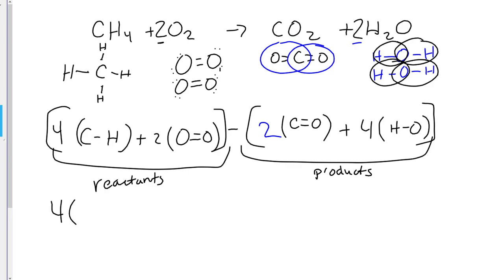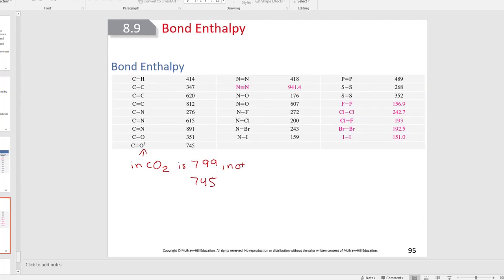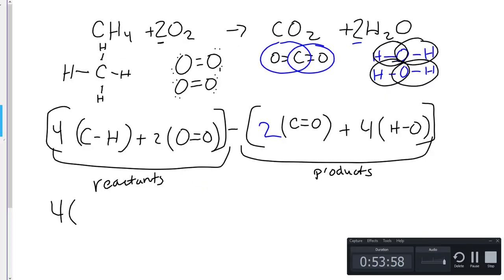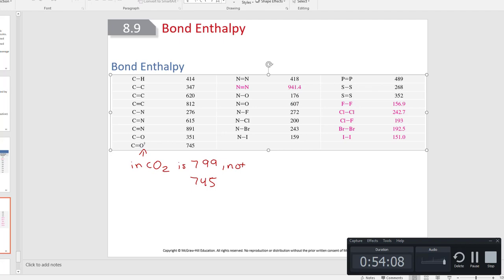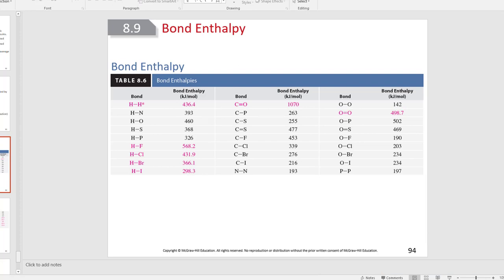So carbon to hydrogen, single bond. If I go to my table, carbon to hydrogen, single bond. Second half, there it is. 414 right there. Now oxygen to oxygen, double bond. Oxygen, oxygen, double bond, and it's in pink. What does it mean that it's in pink? Diatomic molecule. So that's for the O2 molecule, which is good because that's what we've got. So 498.7.